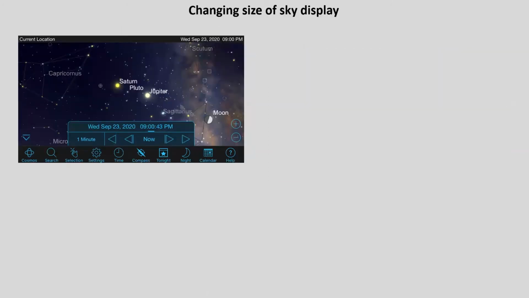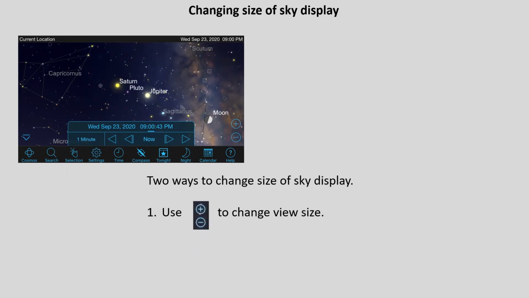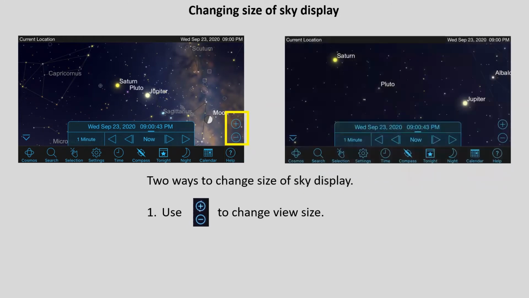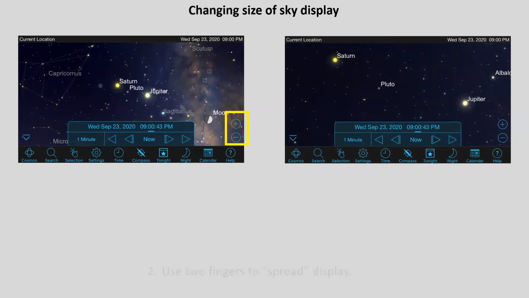You can change the sky display. You do that by one of two different ways. You can click on the plus and minus symbols that you see there, and the display will get bigger or smaller. Or you can do what we most often do with our cell phones, and we just use our fingers to spread the display. And you can see here on the left that Saturn and Jupiter are close together. After I either use the buttons or my two fingers to spread the display, they're further apart.